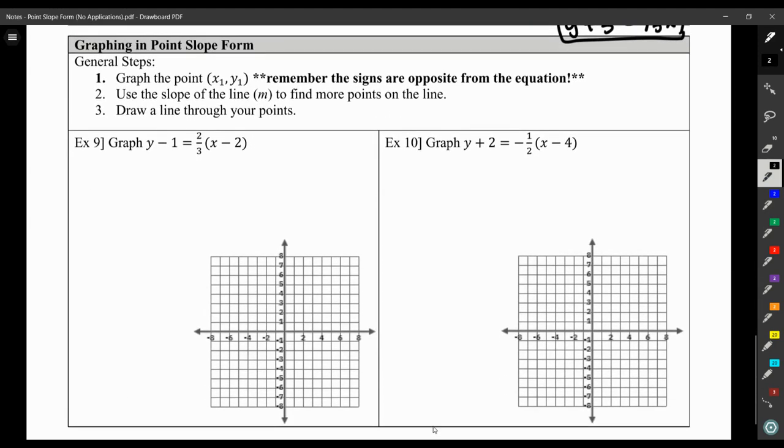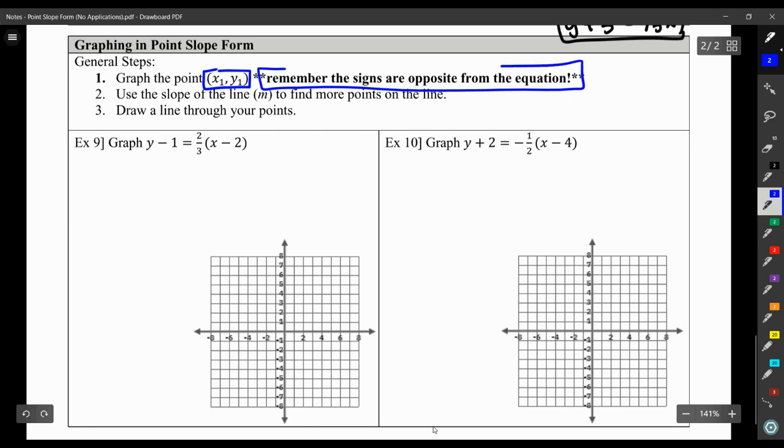Graphing in point slope form. So the big idea for this one is you've got to remember that when you use your coordinate x1, y1, the signs in the equation are opposite from what they should be in the coordinate. So plot the point that's given, use your slope to find some more points, and then connect your dots.